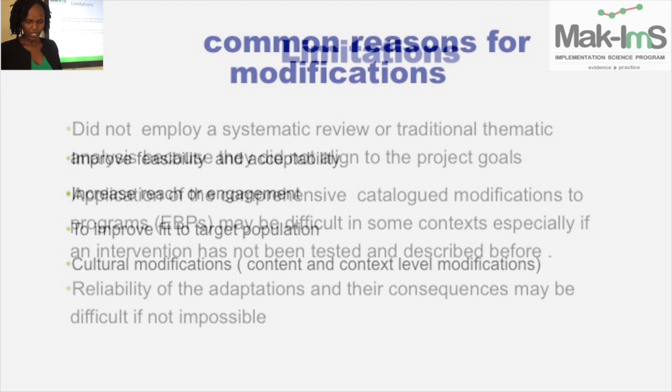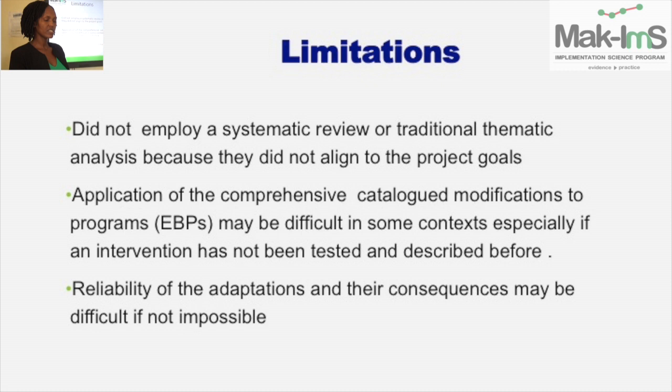So in this paper, we were given a number of limitations, and there are three key limitations that they looked at. One is that they didn't employ a systematic review or the traditional thematic analysis because they thought that these did not align to their project goals. Again, looking at what we do in implementation science, it is important that as you think about any changes or any adaptations, you have to always align yourself to the project goals. What aspect are you dealing with in line with your project objectives and project goals?